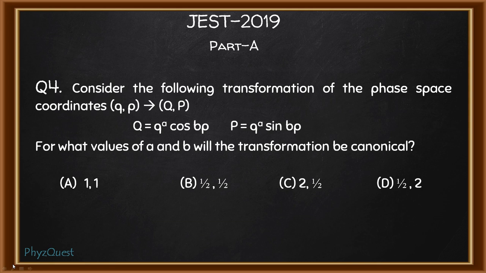Here the question is: consider the following transformation of the phase space coordinates small q, small p to capital Q, capital P. The relationships are given as capital Q is equal to q to the power a cos bp, and capital P is equal to q to the power a sin bp. For what values of a and b will the transformation be canonical? Four options are given and we need to find out the correct options.